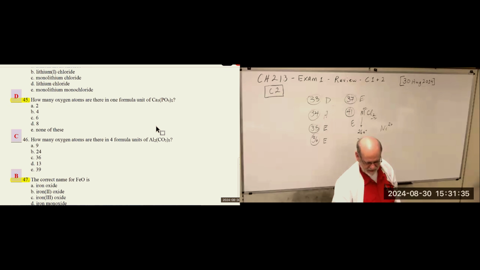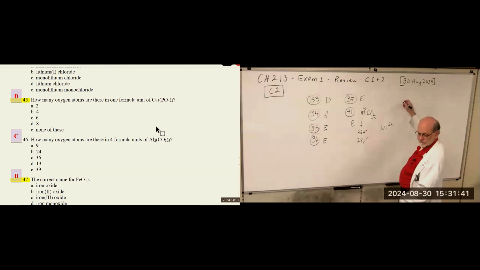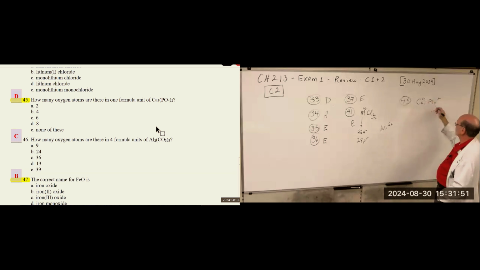How many oxygen atoms are there in one formula unit of calcium phosphate? 45. Calcium phosphate: polyatomic ion with a 3- charge, alkaline earth with a 2+ charge. So we put the 2 over here and the 3 over there. Okay, so how many oxygen atoms do we have in that unit? 2 times 4 is 8. 8 oxygens.